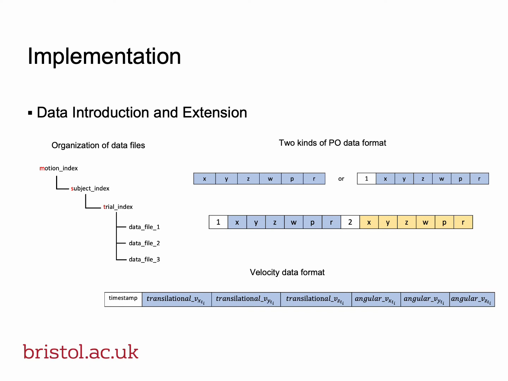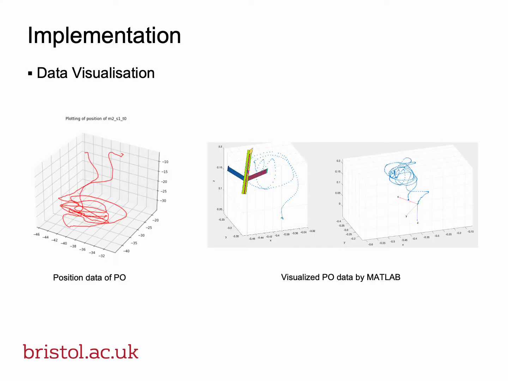Based on the PO data, I created a new data type, which is velocity data, and it was divided into two parts, a translational part and an angular part, based on the position and orientation parts. In data visualization, first I visualized the position data of PO in Python. Here we can see the trajectory of the motions.